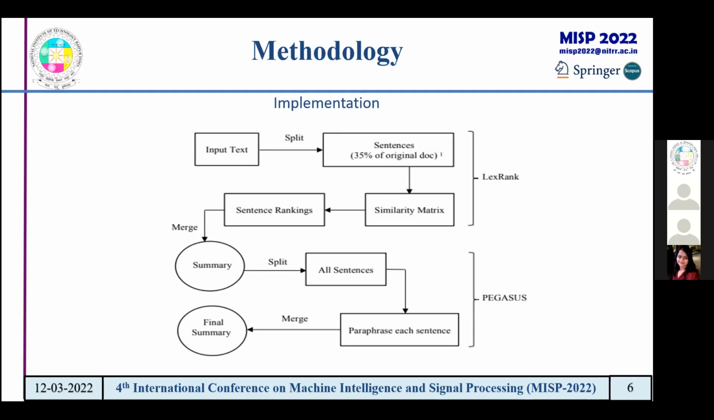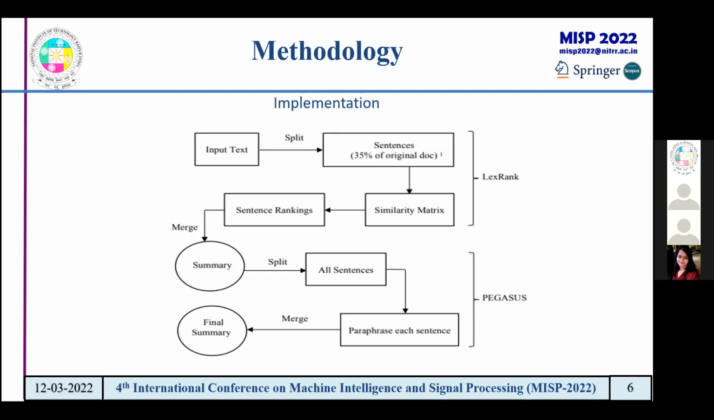Basically, finally, the methodology which we implemented to get an abstractive summary. An abstractive summary is when the summary contains paraphrased sentences, like they are not the same sentences from the original documents. You change the sentences to make it simplified. So basically, this is the flow chart.